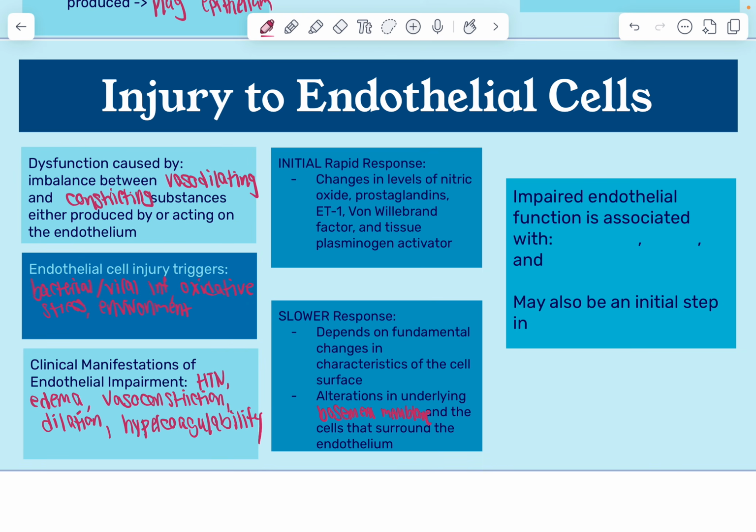And impaired endothelial function is associated with hypertension, diabetes mellitus, and heart failure. And when these cells are injured, it may be an initial step into atherogenesis, which a lot of the time leads to ischemic heart disease and thrombotic strokes.